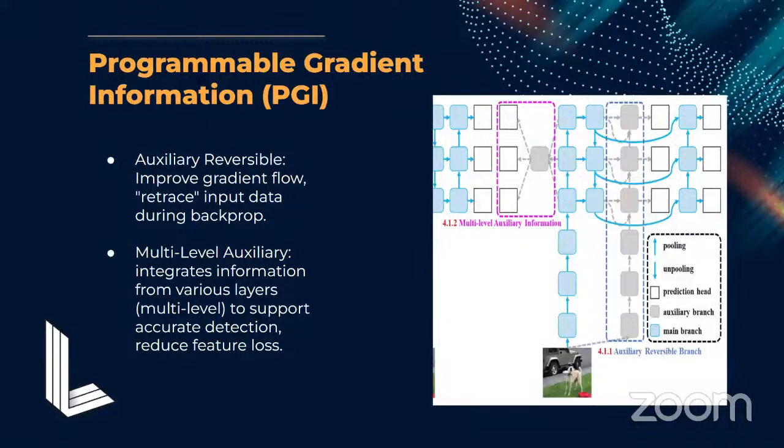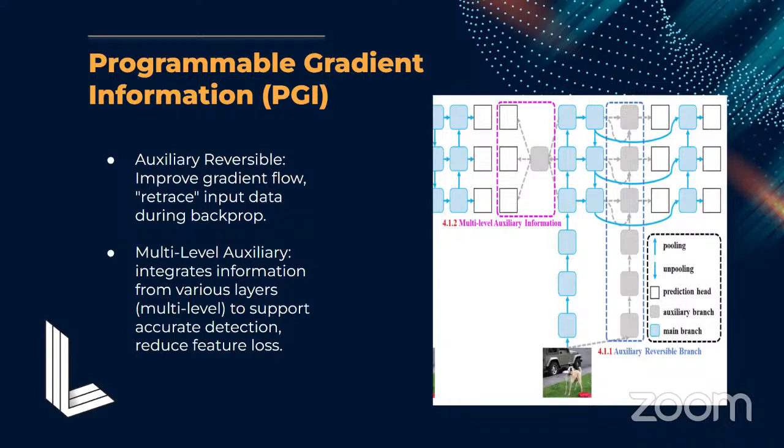And yes, so the programmable gradient information. This particular style of design has three components. One is the regular main branch, the second is the auxiliary reversible branch, and the third is the multi-level auxiliary branch. The auxiliary reversible branch improves the gradient flow, especially when the information is being retraced back in the backpropagation. Unlike the traditional ways, this improves the gradient values and more details are captured here.